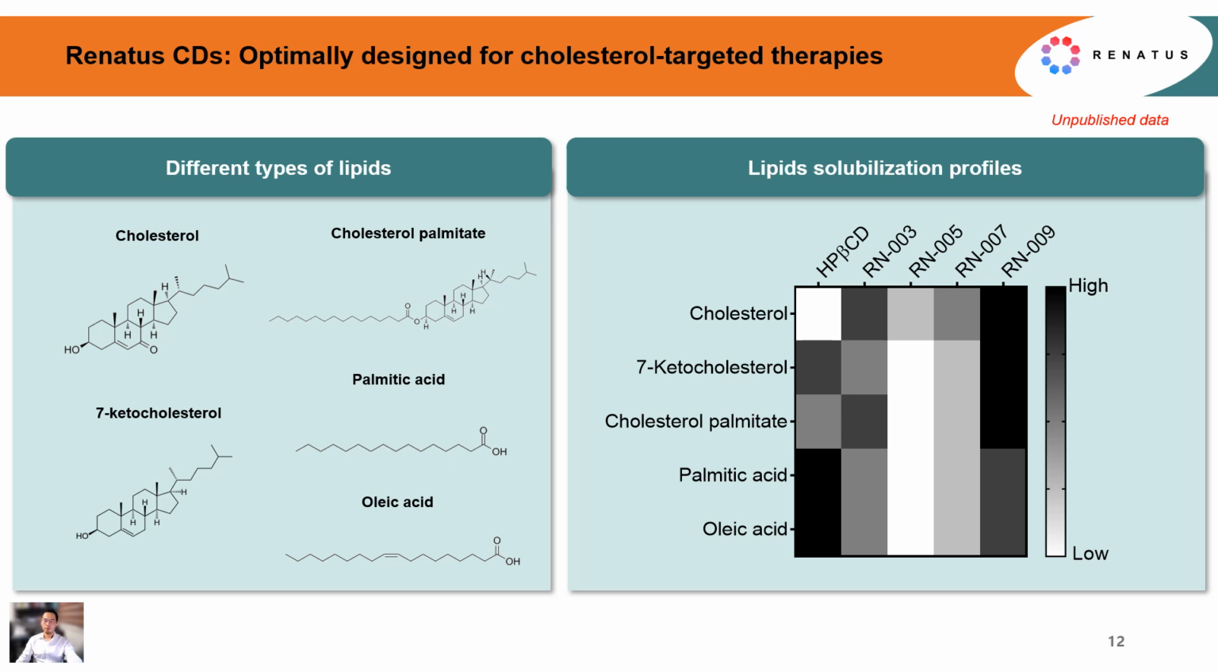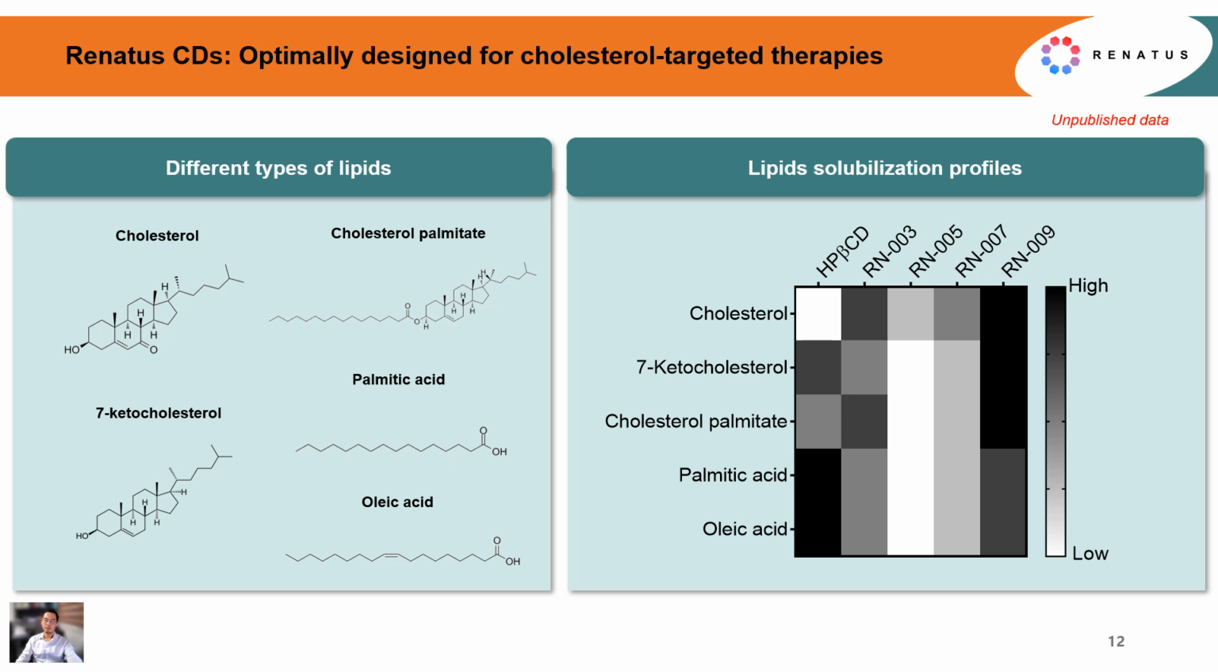Although cyclodextrins are used as cholesterol-targeted therapies, they can bind to various hydrophobic molecules besides cholesterol. The lipid solubilization profiles demonstrate the selectivity of cyclodextrins to different lipids. Hydroxypropyl beta-cyclodextrin has the lowest selectivity for cholesterol, as it exhibits the lowest cholesterol solubilization while solubilizing other lipids more efficiently. Interestingly, although Renatus cyclodextrins exhibit better selectivity for cholesterol, differences in lipid binding exist among them.